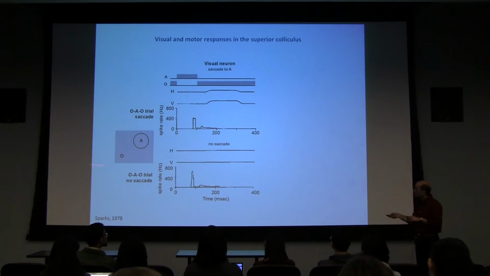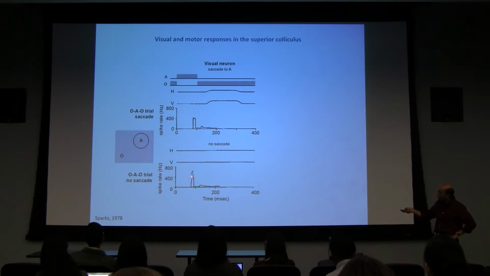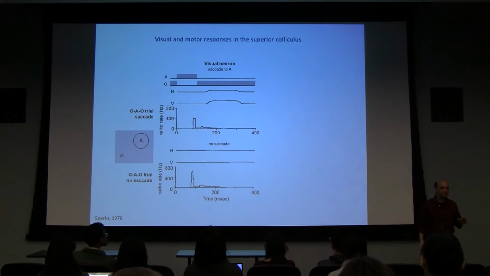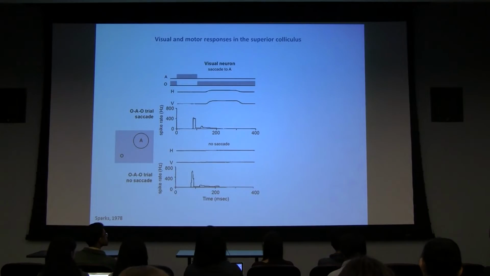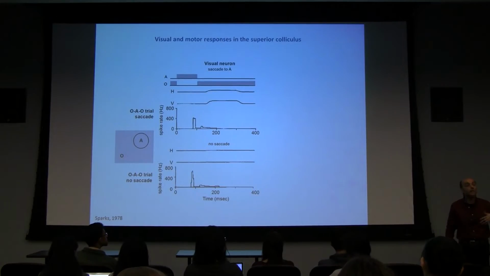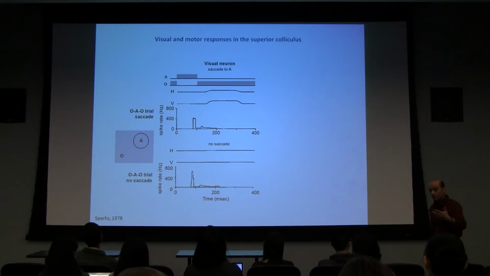But the point is, if you look at what this cell is doing, this cell behaves the same under these two conditions, despite the fact that the animal in one case made a movement, and in another case didn't make a movement. So it's just saying there was something that appeared on the screen, and it was in my receptive field. It's just a visual representation of the world. It's not saying make a movement there. Okay? So it's just a visual representation.